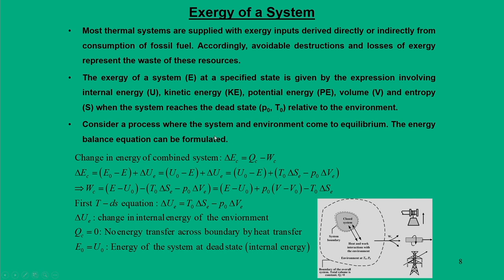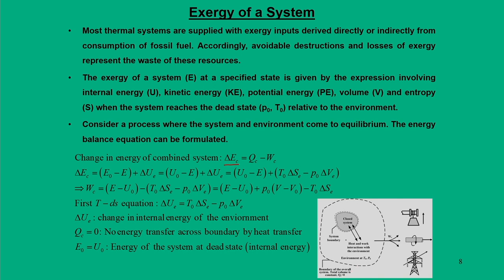So, we are now considering a process in which the system and environment are in equilibrium, and for that we are going to calculate the energy balance equations. So, for this combined system shown in this figure, the first expression that we can write is the change in the energy of the combined system. Here C stands for the combined system.